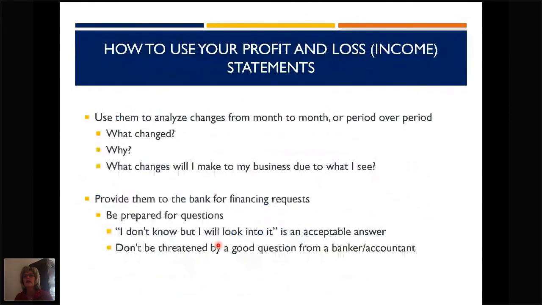So really now I'd like to summarize, and I jumped ahead a little bit by talking about the PPP loans, but what we really want everyone to understand today is how to use your profit and loss or income statements. You learned how to categorize, how to prepare them, but now we really want you to think about analyzing that income statement, analyzing changes from month to month or period to period. So ask yourself, what changed? Why did that change? But most importantly, what changes can I make to my business due to what I see?